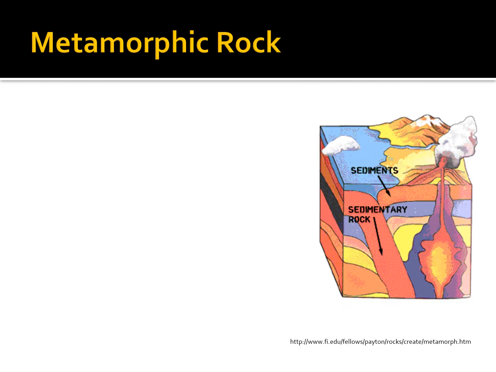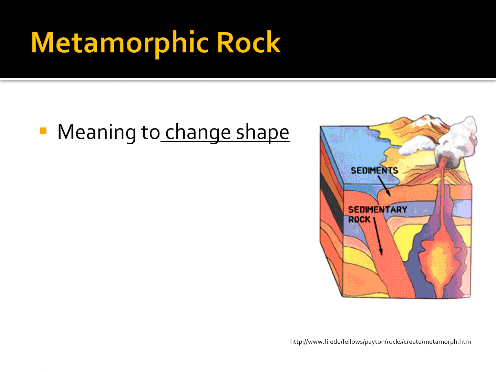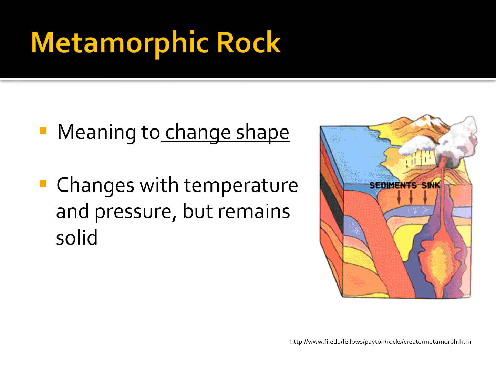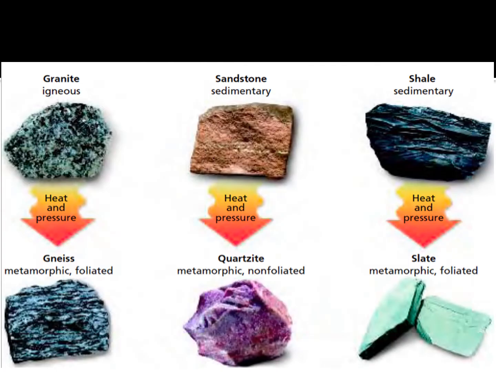The word metamorphic actually means to change shape. This change usually takes place deep in the earth, where the pressure and heat can be great enough. Here are some other types of rocks and what they turn into when heat and pressure are applied.